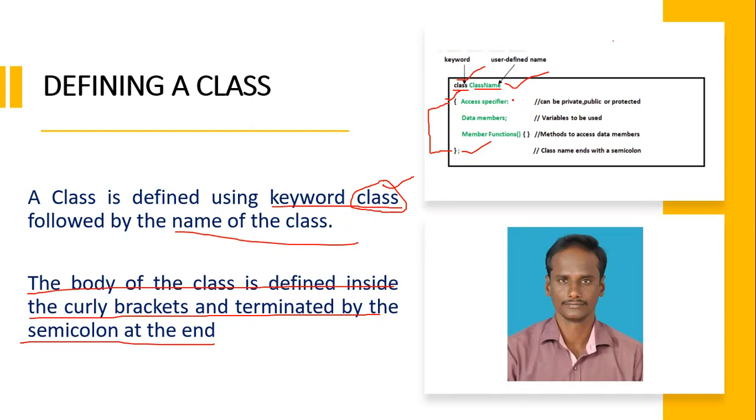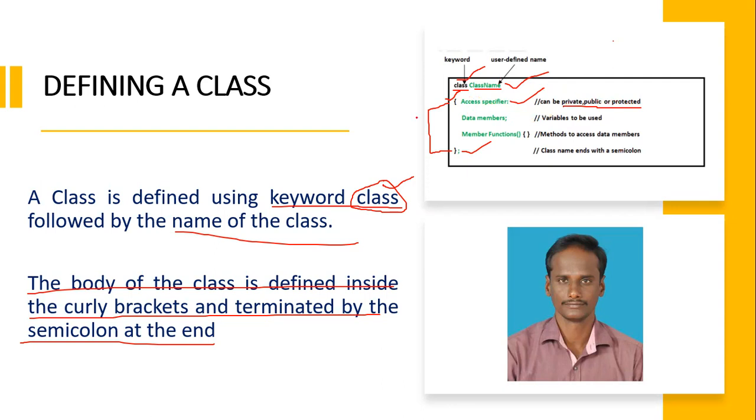Here we have one more property called access specifier. The access specifier may be private, public, or protected. We'll see in a separate video what private, public, and protected are and how they help you define the class data members and member functions. For now, just remember the access specifiers are either private, public, or protected.